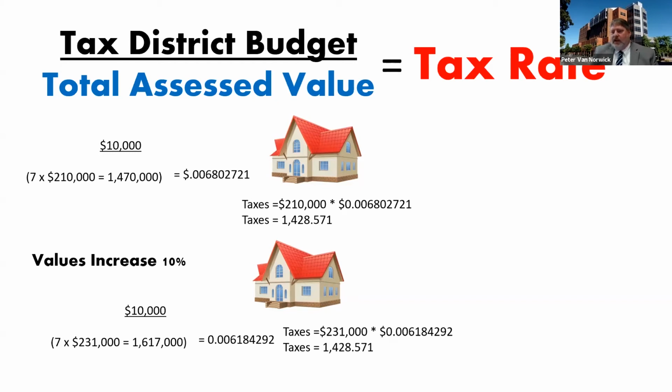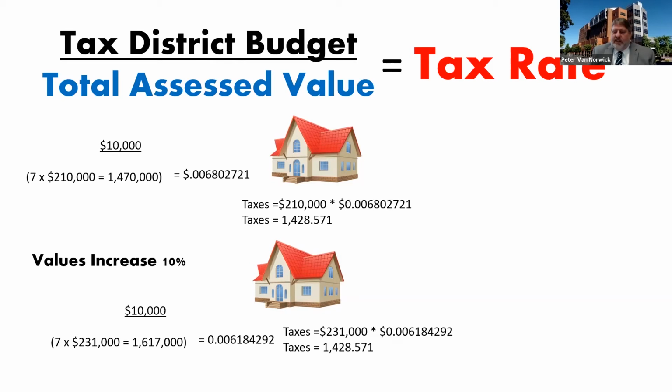0.006802721. Now, typically when we're doing assessments, you see a mill rate, which is a rate per thousand, but just to skip that step, I decided to skip it in this example. So you have the house at 210,000 times the tax rate 0.0068, and that home will pay property taxes of $1,420.57. And that will fulfill the requirements of the taxing district for their budget of $10,000.